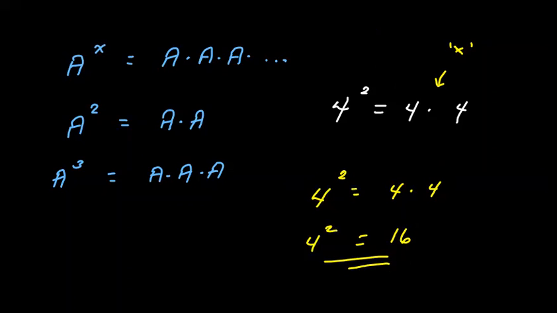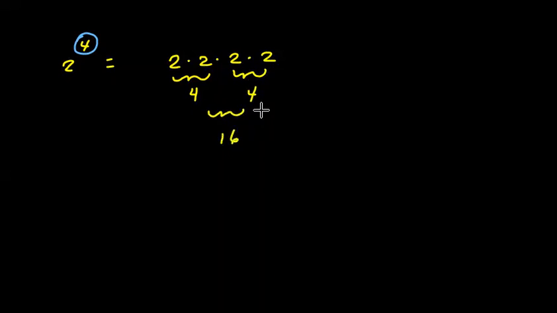Let's take another example. Let's say I had 2 to the 4th power, okay? So I'm going to have 2 multiplied by 2, multiplied by 2, multiplied by 2. Do I go again? No, because I already have 4 2's. 1, 2, 3, 4. See? Only 4. So now I'm going to go ahead and multiply this up. I know 2 times 2 is 4, so this comes down to 4 times 4 is 16. However you want to do this, the answer is 16.